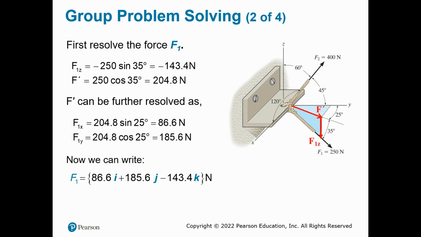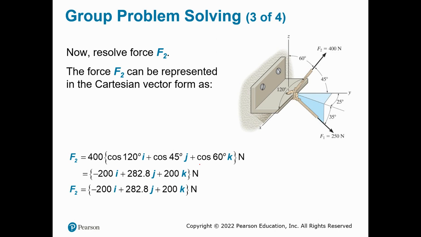So let's take a look. I feel like F2 will be easier since all the angles are given to you, so let's look at F2 first. We know all our angles. Look at that: cosine 120, cosine 45, cosine 60. We plug them in, and that gives me the value of F2 in the IJK components.